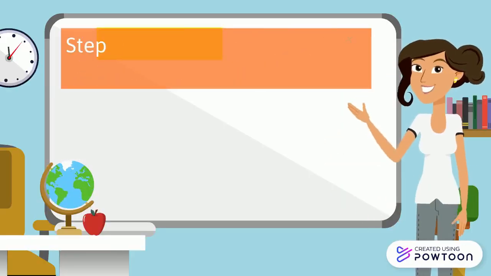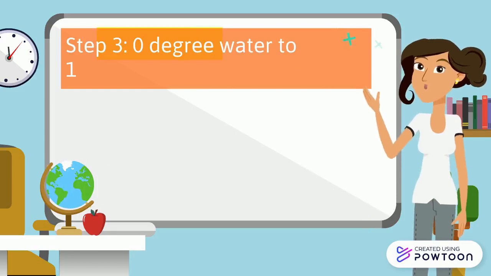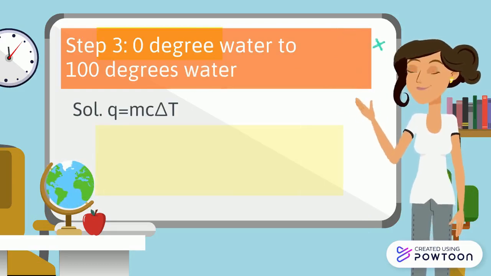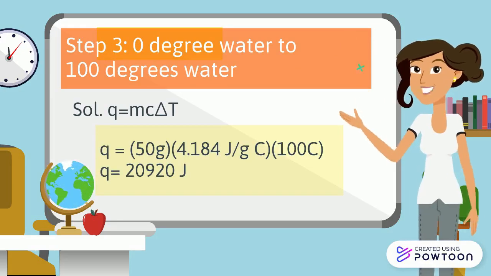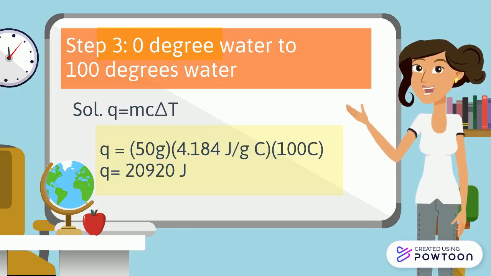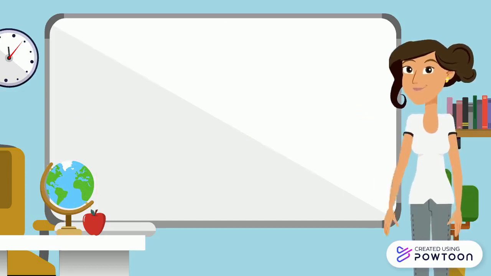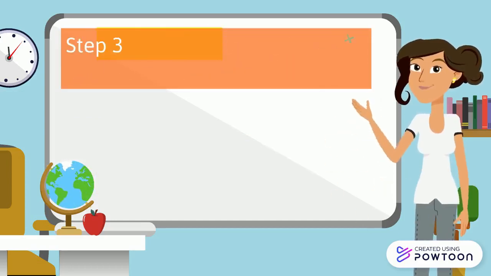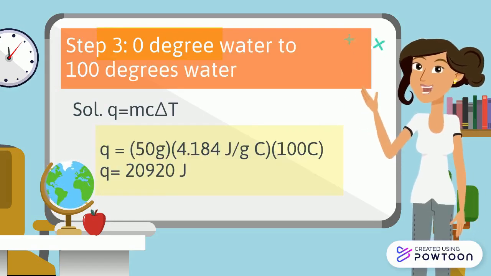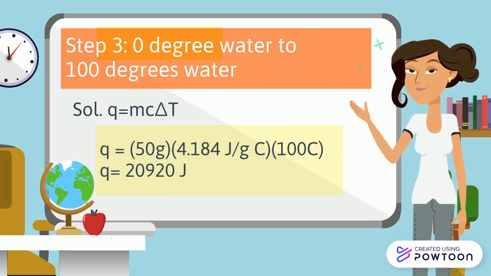Step 3 is to compute the 0 degrees water to 100 degrees water. Solution: we're using the specific heat formula, which is heat energy is equal to mcΔT. So 50 times 4.184 times 100 is equal to 20,920 joules.